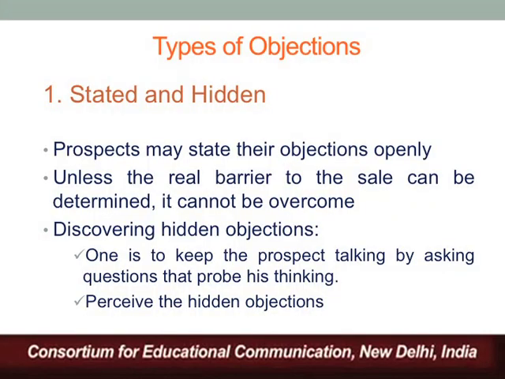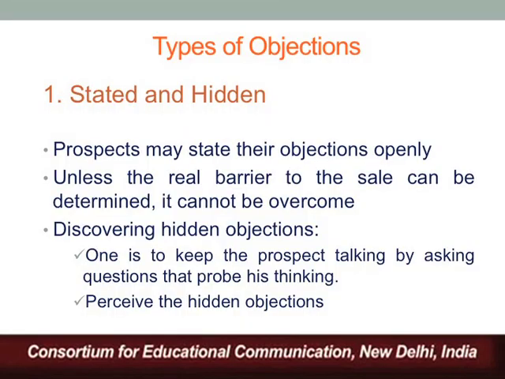The first type or nature of objection is stated and hidden objections. Now, on what basis have we categorized the objections as stated or hidden? Prospects may state their objections to a proposition openly and give a salesperson a chance to answer them. This is an ideal circumstance because everything is out in the open and the salesperson does not need to read the prospect's mind.